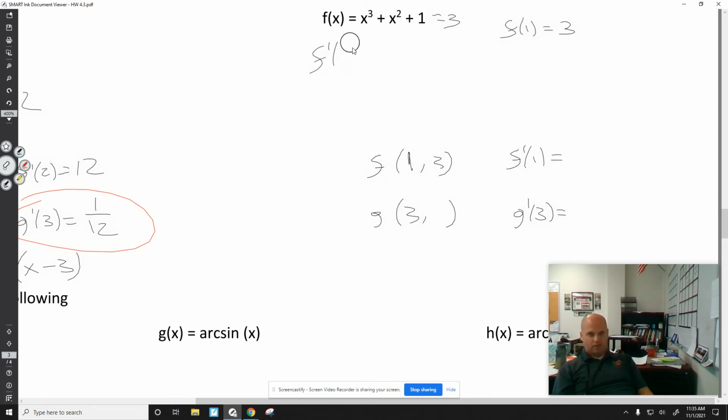Let's find f prime of x first. 3x squared plus 2x. F prime of 1 is 5. So G has the point (3, 1). G prime of 3 is 1/5. y minus 1 equals 1/5 times (x minus 3).